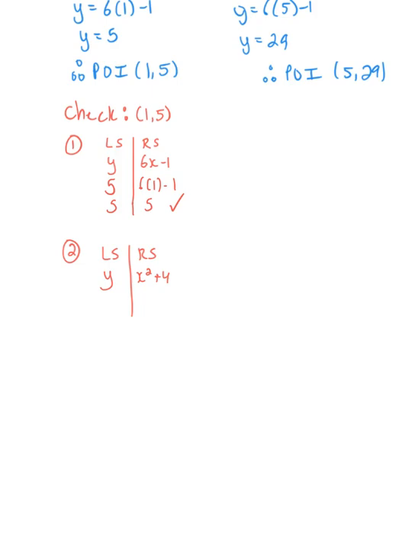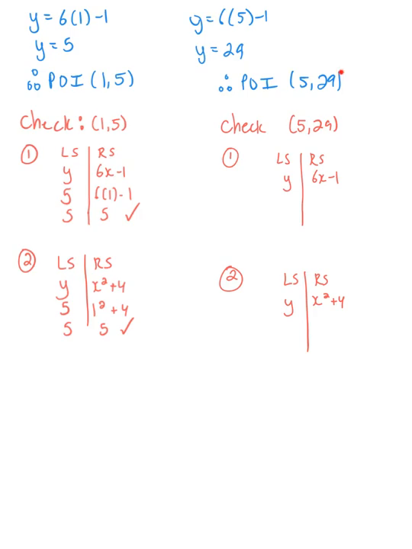And then I'm going to check it also into my quadratic function. So y equals x squared plus 4. So again, I'll substitute in 5 for y, 1 for x. And I get 5 is equal to 5 again. So this solution, (1, 5), satisfies both the linear function and the quadratic function. So I'm pretty confident about my answer.